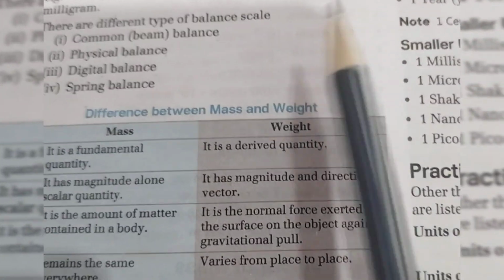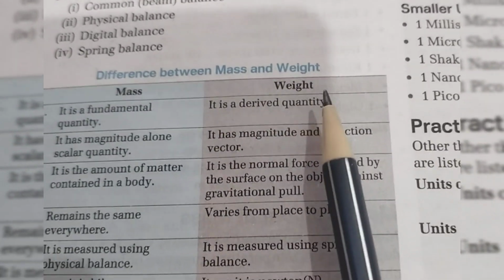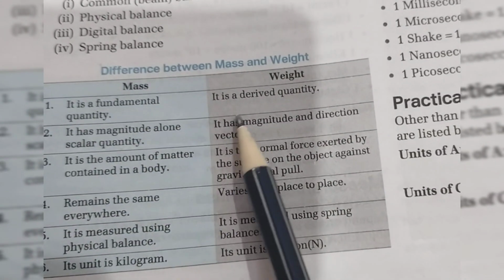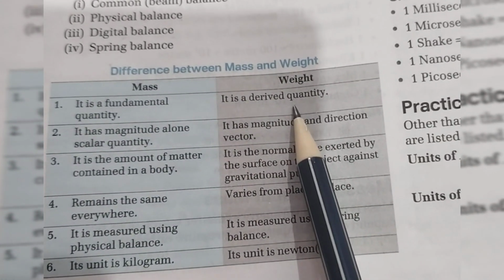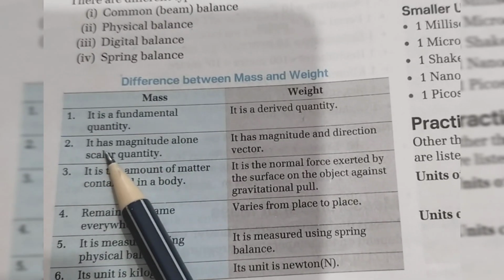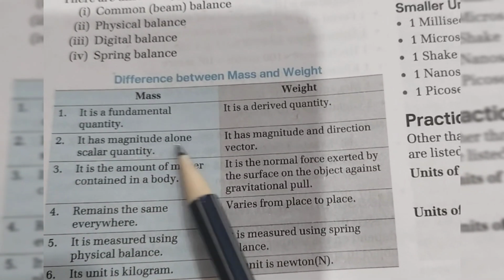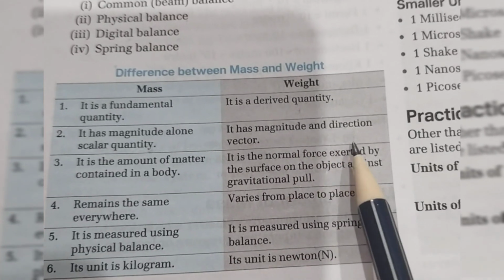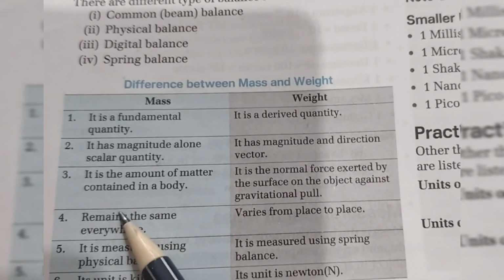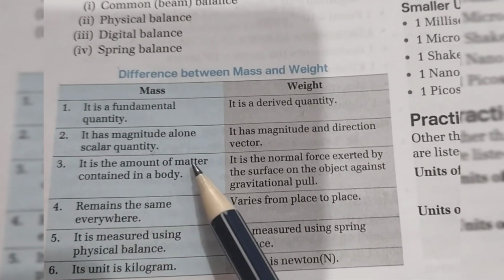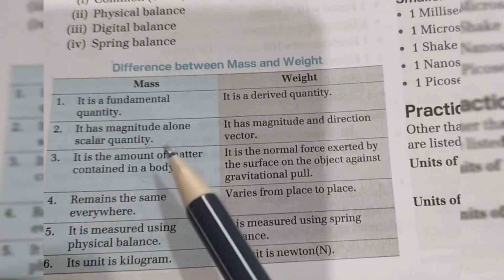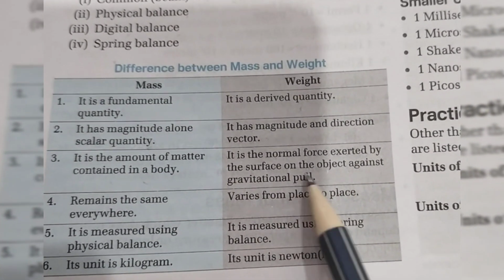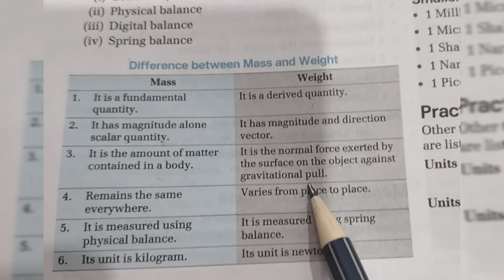So now here we'll see the difference between mass and weight. Mass is a fundamental quantity, and weight is a derived quantity. Mass has magnitude alone, a scalar quantity. Weight has magnitude and direction, a vector. Mass is the amount of matter contained in our body, and weight is the normal force exerted by the surface on the object against gravitational pull.